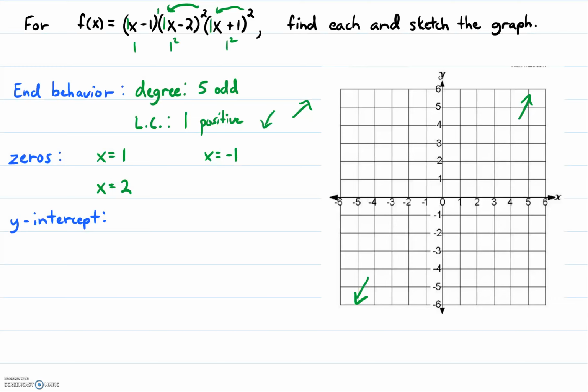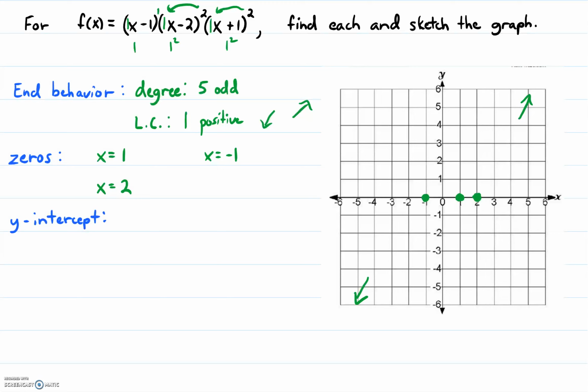And so what we can do is we can go ahead and put a dot at each of these values on the x-axis because our zeros are the same things as x-intercepts or as roots. So we're going to put a dot at x equals negative 1. We're going to put a dot at x equals positive 1 and a dot at x equals positive 2. So those numbers on the x-axis.